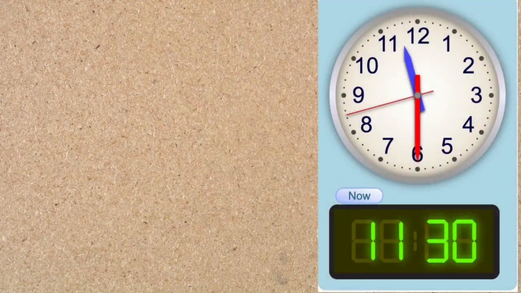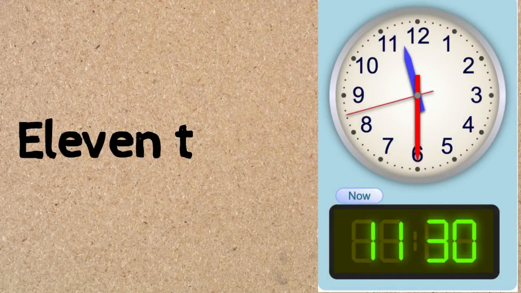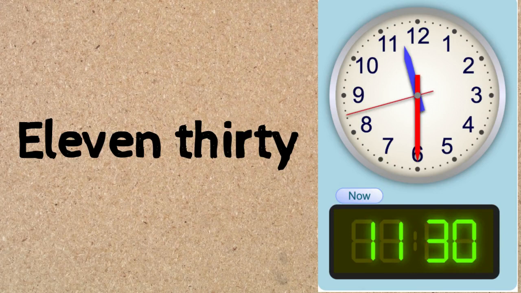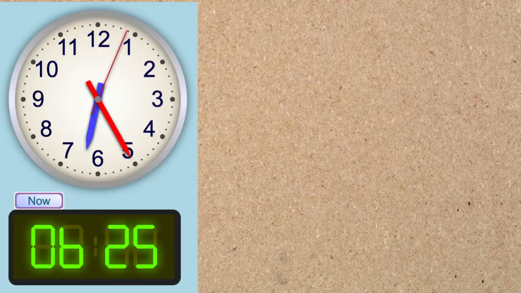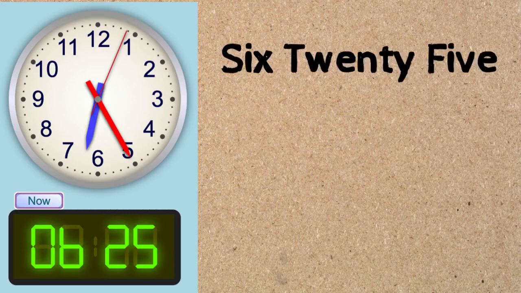Have a look at this example. These two clocks, the analog and the digital clocks, are showing exactly the same time, 11:30. One is showing it using the hand rotations and the other one is showing it using numbers. Have a look at another example. These two analog and digital clocks are showing exactly the same time, 6:25. One showing it using the hands and the other one using the numbers.